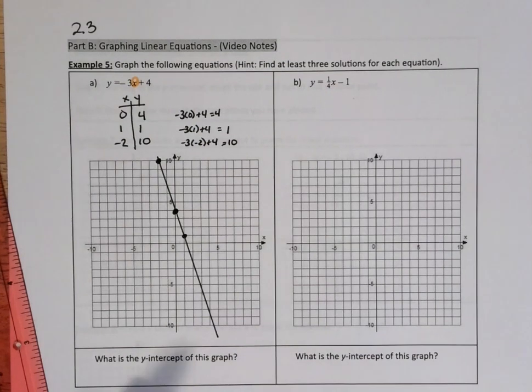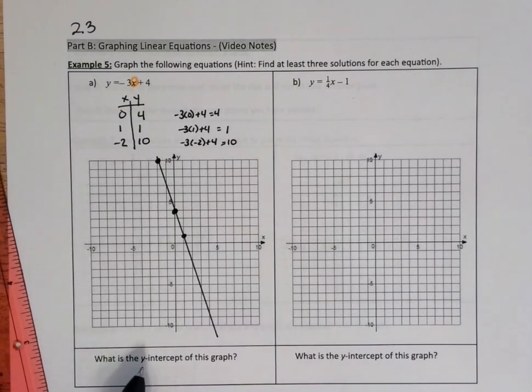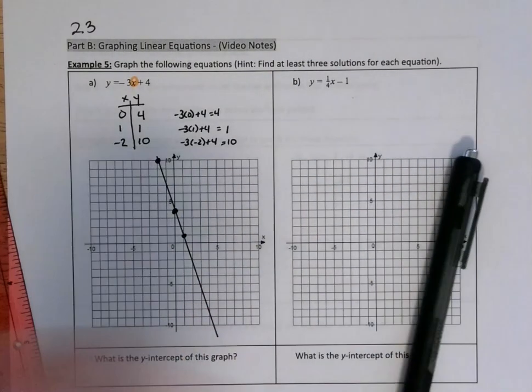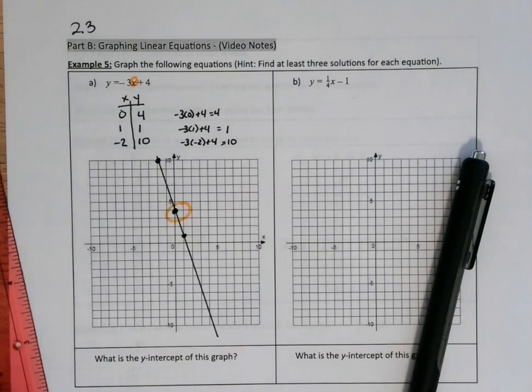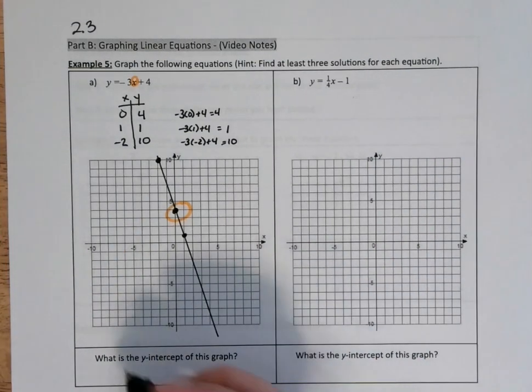All right, question below asks, what is the y-intercept of this graph? I can see the y-intercept, the place where I cross the y-axis, right there. I can see that that is at the ordered pair 0, 4.